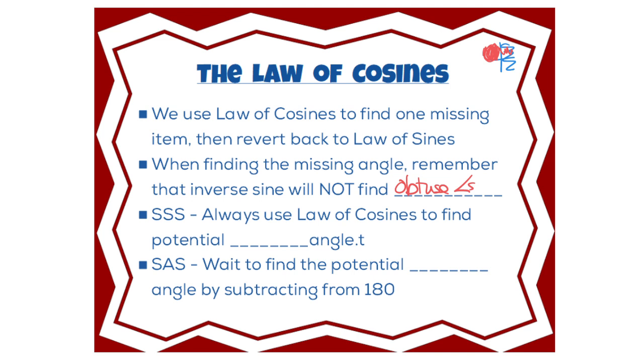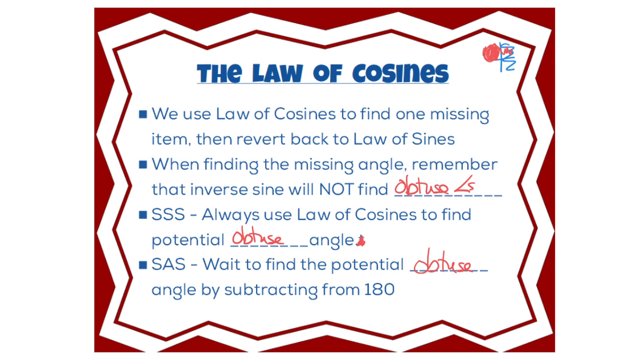So if you're given a side-side-side situation, like I did earlier, you're going to use the law of cosines to find potential obtuse angles. Now, you don't have to use the law of cosines multiple times. You just have to find the potential obtuse angle first. Now, if you're given another scenario where law of cosines is used, side-angle-side, you have to wait to find the potential obtuse angle by subtracting from 180 at the very end.